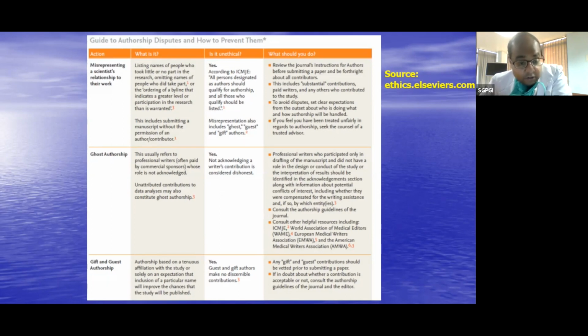And now, what is guest authorship? Guest authorship is when people generally put the name of some big shots in the field so that the chances of acceptance of the paper are increased. This sometimes happens in research, and this is also considered unethical. You should not use the name of your seniors or the big shots just to get your paper accepted. So these are the unethical issues involved in publications.